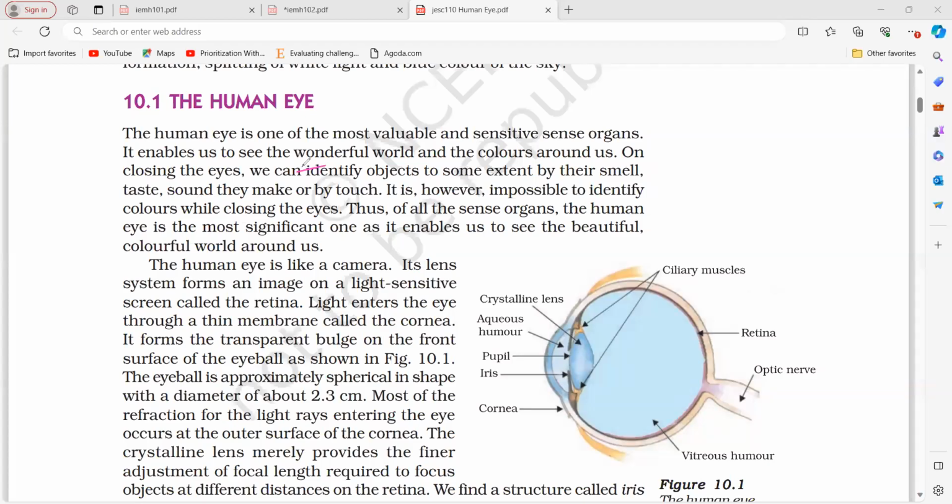Hello, dear students. In this class, we are making notes for the topic human eye. You are going to study this topic from your NCERT book.